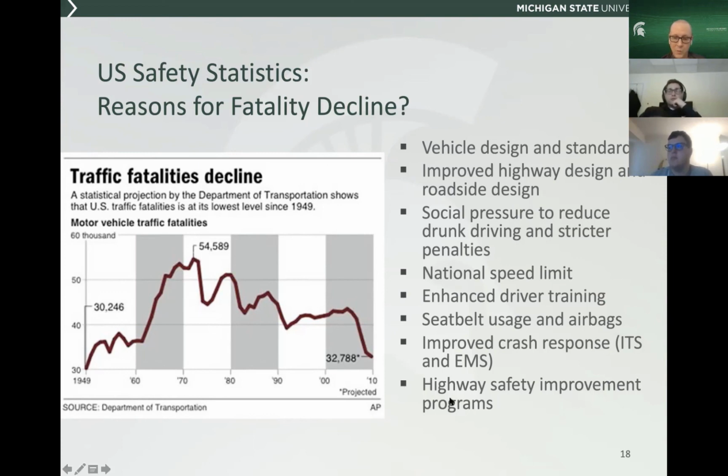And then one of the other big items in the early 1980s, states were basically required to develop highway safety improvement programs, and we'll start talking about this next week. But HSIPs are basically high-level plans geared towards aggressively reducing traffic crashes, injuries, and fatalities. And so we'll talk through the ways that road agencies aim to do that.